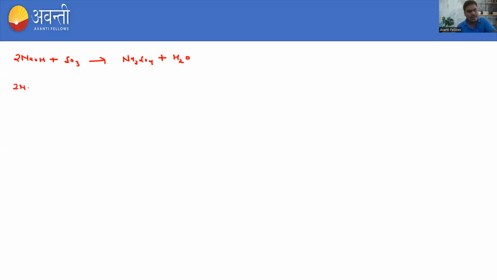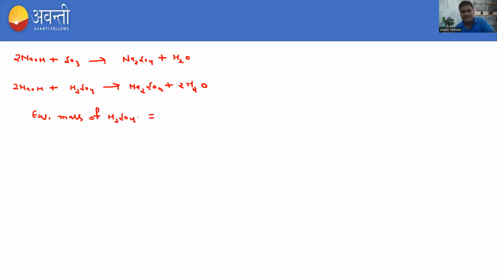Similarly, when 2NaOH reacts with H2SO4, they will form Na2SO4 plus again 2H2O. Now, on a similar basis, just like the equivalent mass of SO3, you can also calculate the equivalent mass of H2SO4. So the value comes out to be... who will tell me quickly?